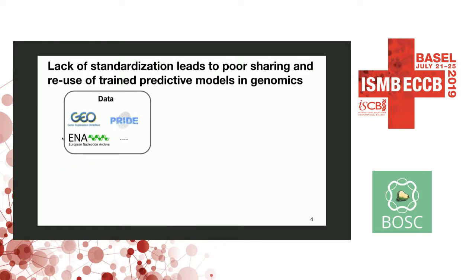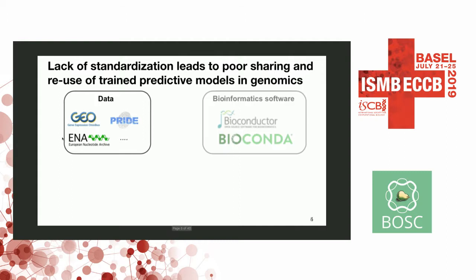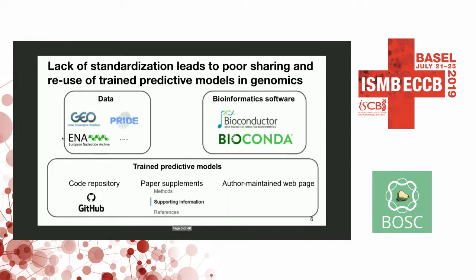The field of omics has been extremely good at sharing data. These FAIR data principles, I think, are something we can be proud of as a field, and we have implemented them very nicely. There are also very nice efforts in standardizing software through open projects such as Bioconductor and Bioconda. But when it comes to those trained predictive models, we are not really there yet. Basically, those trained predictive models are usually shared in code repositories of individual groups. Sometimes you find them in paper supplements or on other maintained web pages.